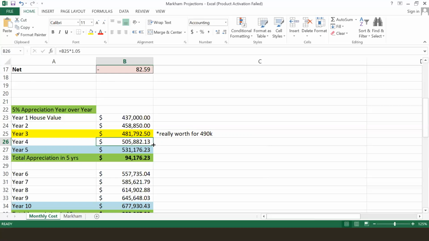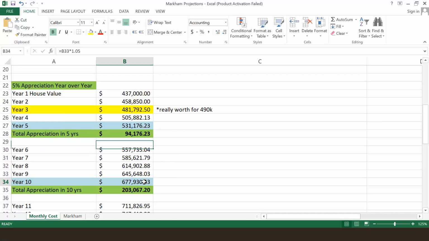In year 4, the property is now worth $506,000. In year 5, the property is now worth $531,000. That means in a total of 5 years, my total appreciation on this property was approximately $94,000. Now let's say I decide to hold on to this property for another 5 years. In year 10, if this property continues to appreciate at a rate of 5% year over year, the property value should be worth approximately $678,000. That means in 10 years, my total appreciation would have been $203,000 approximately.